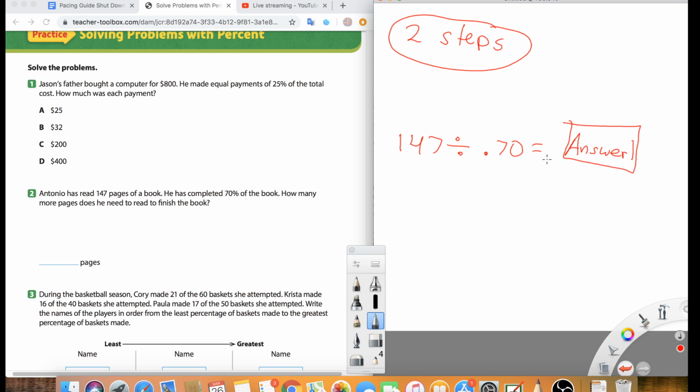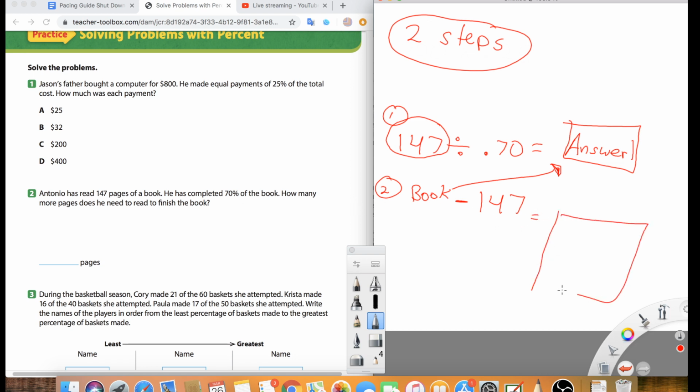Now, that's the first step. My second step is I need to figure out how many more pages he needs to read to finish the book. He's read this many. He needs to subtract the pages he read from how many pages his book has. This book, remember, is our answer number 1. That's how many pages this book has. Once you subtract, that'll be how many more pages he needs to read to finish the book. And you get your final answer.